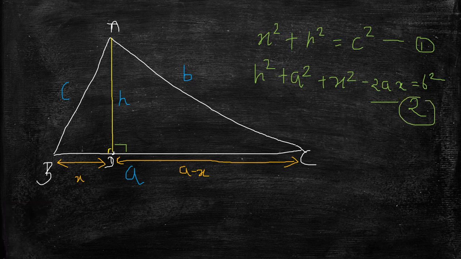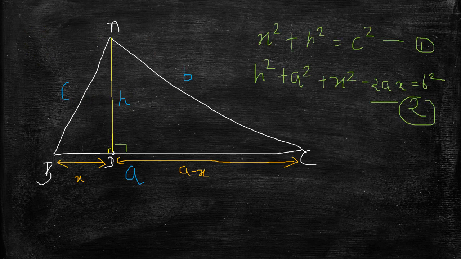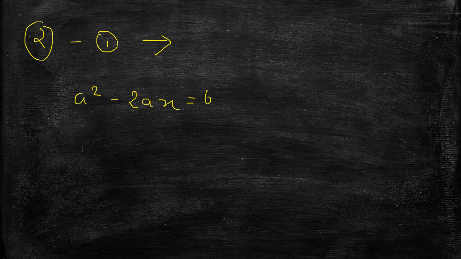Okay, now what I will do is I will subtract equation number 1 from equation number 2. So I will do 2 minus 1. So what will I get when 2 minus 1? h square plus a square plus x square minus 2ax minus h square minus x square. So I will be left with a square minus 2ax. I have just subtracted equation number 1 from equation number 2. a square minus 2ax will be equal to b square minus c square.